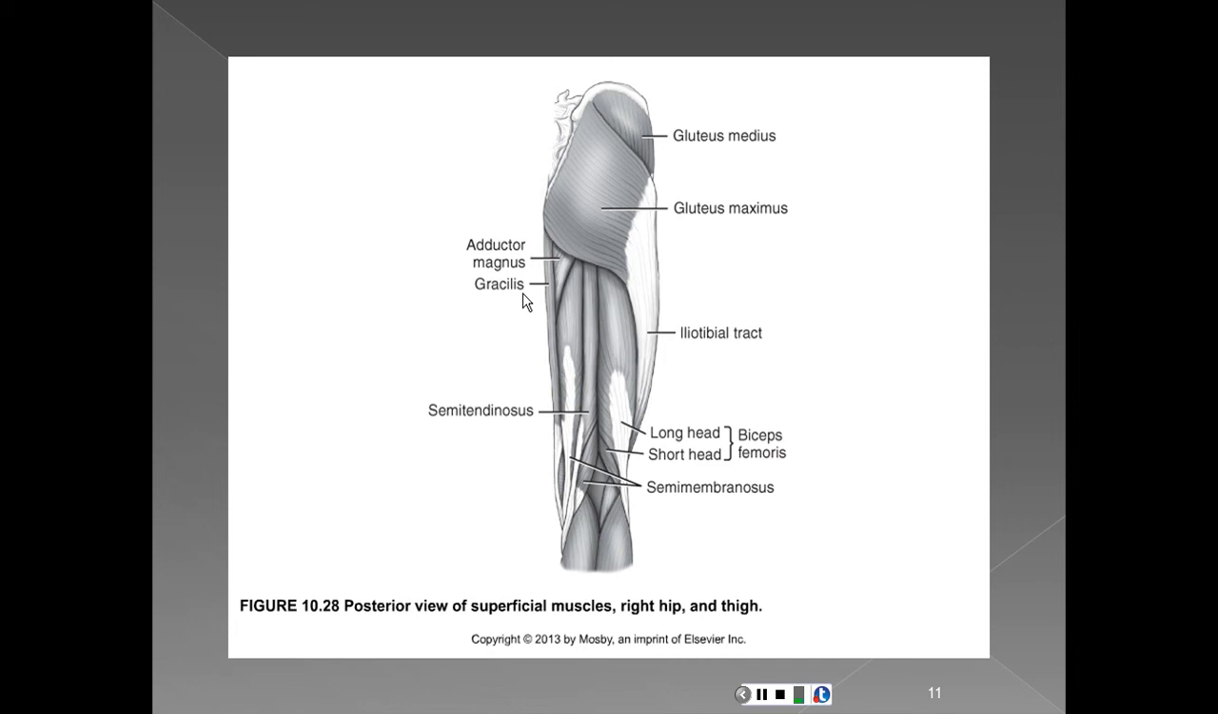So we have the muscles of the gluteal compartment, page 668. It's an excellent illustration of the superficial muscles of the right hip and thigh. We do see the gluteus medius, gluteus maximus, the iliotibial tract, and long head and short heads of the biceps femoris, semitendinosus, semimembranosus, adductor magnus, and gracilis.